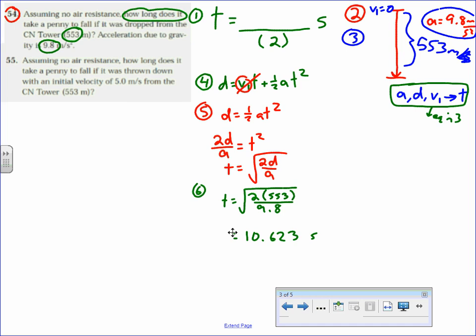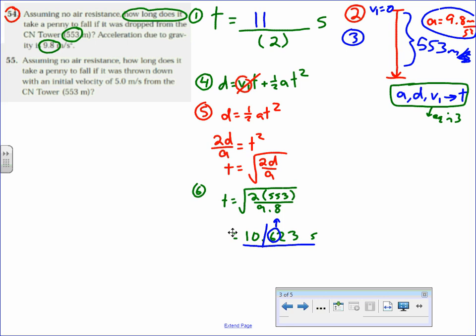And we have to worry about significant digits for the final answer. That's step 7. And we're required to do 2, so we've got to truncate it here. The 6 is going to round it up, which means we have a final time of 11 seconds. Now, that's question 54, and we were lucky in that question 54 canceled out or made that v1 term disappear, so we didn't have to play with the quadratic formula.